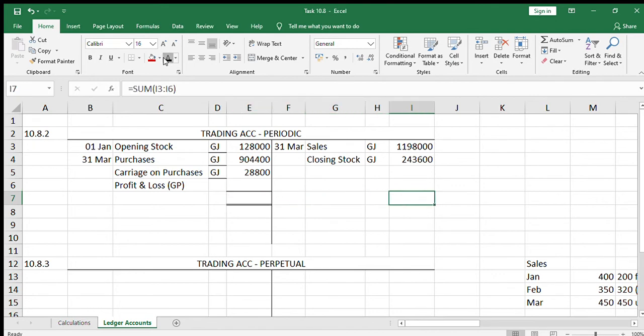Okay, and then you would just balance out your account. The credit side is obviously bigger, so you're going to put your answer in on both sides. Subtract and work out your answer, and this is the gross profit. So that's under the periodic system.